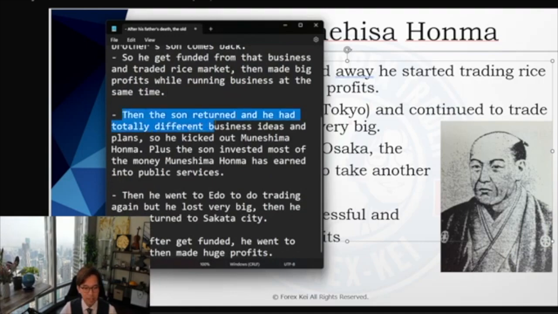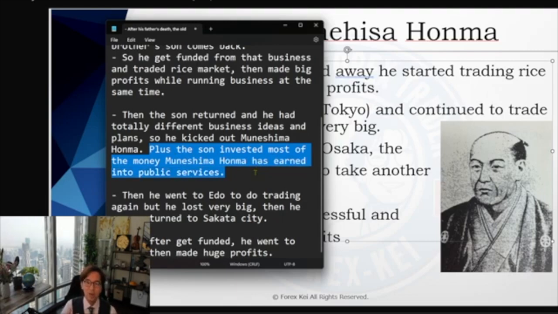Then the son returned home and he had totally different business ideas. I mean the son had totally different ideas and plans from Munehisa Honma. So the son actually kicked Munehisa Honma out of the business and also from the family. They were fighting with each other, so they separated completely. Plus the son invested most of the assets Munehisa Honma had earned into public services.